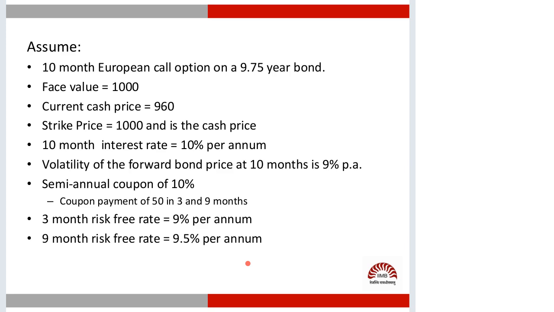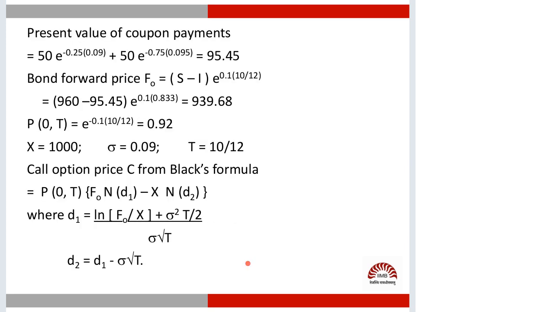Now, in this bond, I'm telling you that a coupon of 10% will be paid in 3 months, and 5 months, and in 9 months' time. So the next coupon which will be paid is in 3 months' time, and the one after that will be 9 months from today. The option expires after 10 months, right? What I know is the current 3-month rate and the current 9-month rate, which are 9% and 9.5%.